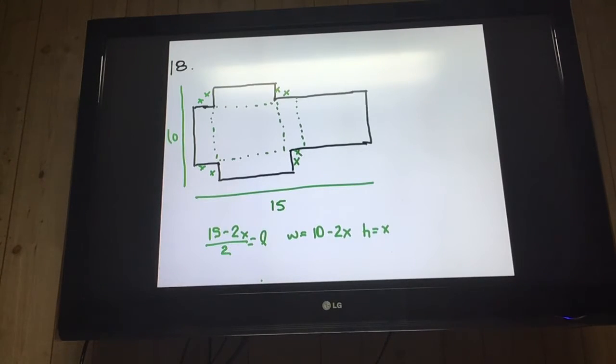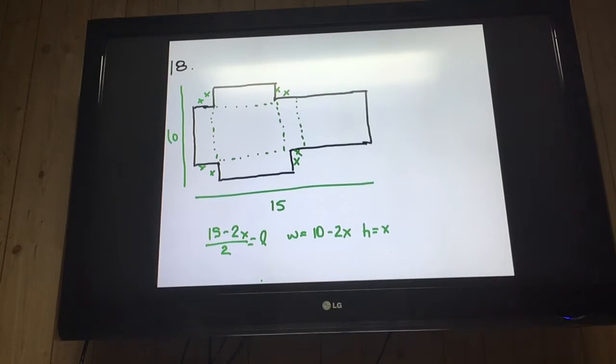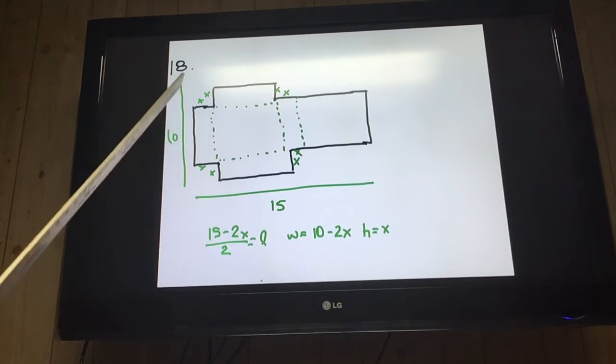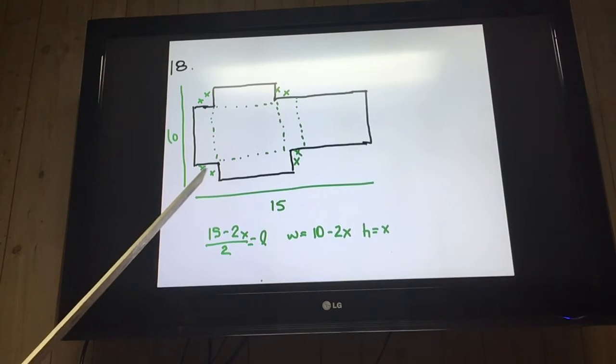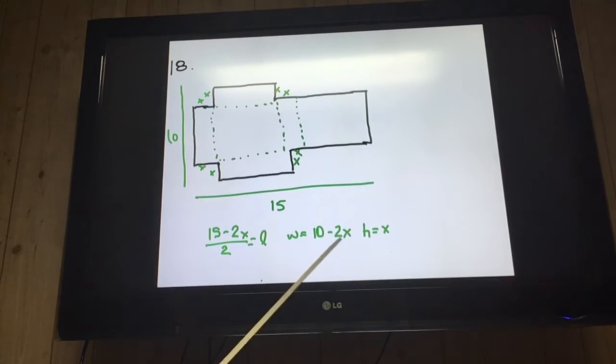So we want to maximize the volume. We want to find out what x's, what squares we cut out, to be able to maximize. All right, so I know my width here, because this was 10. I cut out an x and I cut out an x. That one's easy. Width is 10 minus 2x.